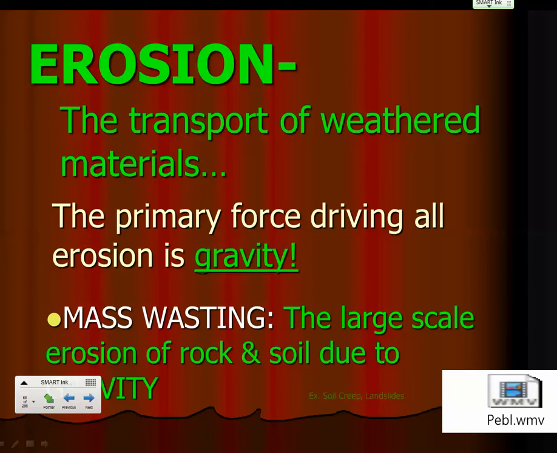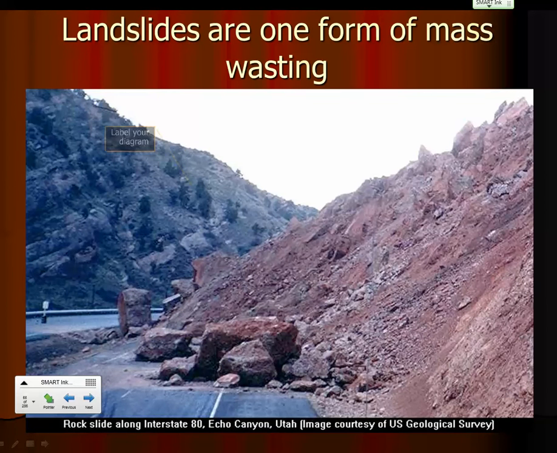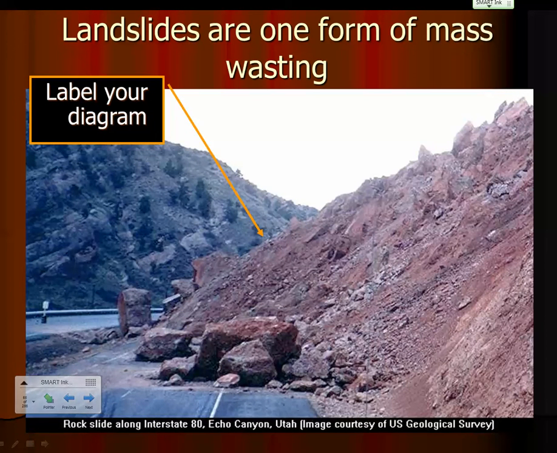Now, first we're going to start off with a form of erosion called mass wasting. This happens just due to gravity, and it's a large-scale erosion. So here's an example, a landslide. Mass movement, you can definitely see why they call it that.